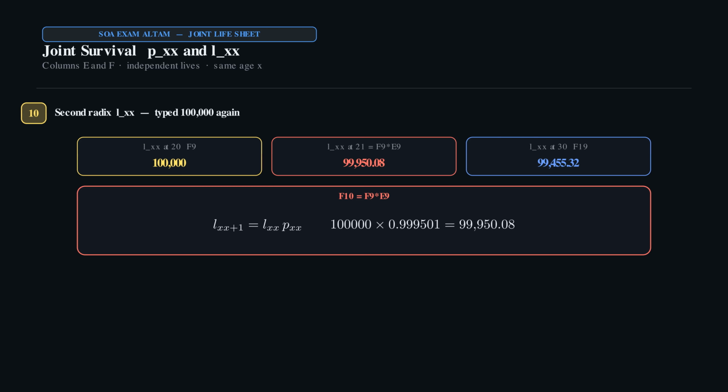Column F is a second radix, also typed 100,000 at age 20. Then F10 equals F9 times E9. Joint lives at 21 are 99,950.08. At 30, they are 99,455.32. Compare that with single life L, 30 of 99,727.29. The joint table is already thinner.